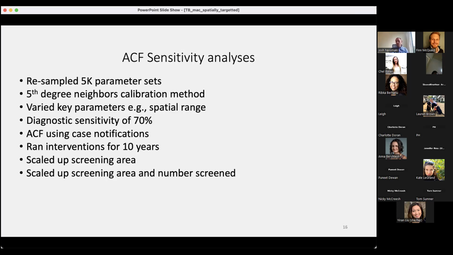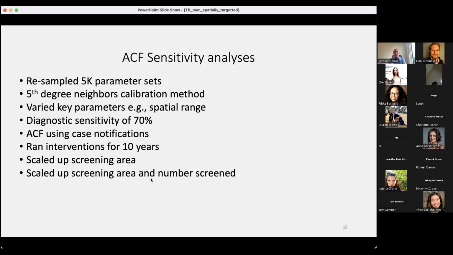Okay, so then we ran a bunch of sensitivity analyses. I won't go into too much detail, but there are a couple that are important. In addition to looking at alternative calibration methods and varying key parameters, we also scaled up the screening area. So instead of only targeting one grid cell in the high prevalence grid cell screening intervention, we targeted 4 or 16 grid cells. And then we also scaled up the screening area and the number screened. In all of these cases, we assessed the efficiency and the impact.